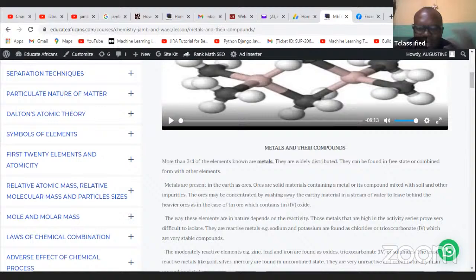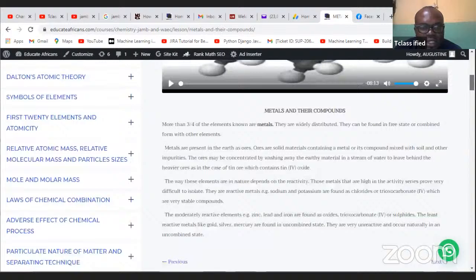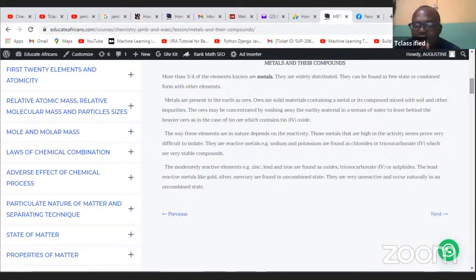The way these elements are found in nature depends on their reactivity. Those metals that are high in the reactivity series prove very difficult to isolate. They are reactive metals such as sodium and potassium, and they are found as chlorides and trioxocarbonate(IV), which are very stable compounds. The moderately reactive elements such as zinc, lead, and iron are found as oxides or sulfides. The least reactive metals like gold, silver, and mercury are found in an uncombined state because they don't actually react. They are very unreactive and occur naturally in an uncombined state.